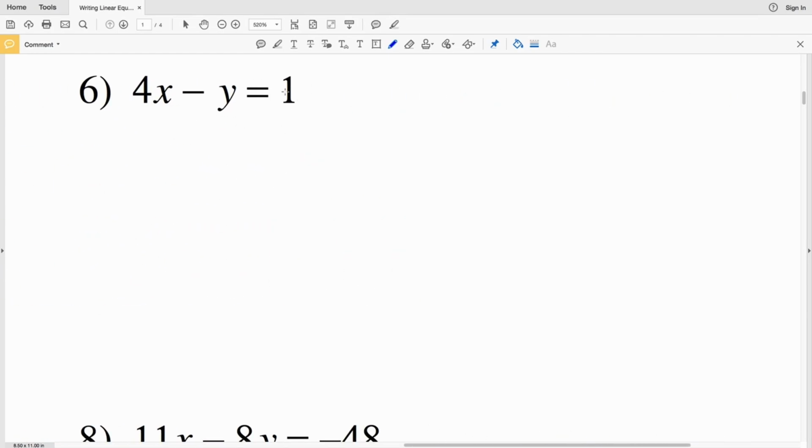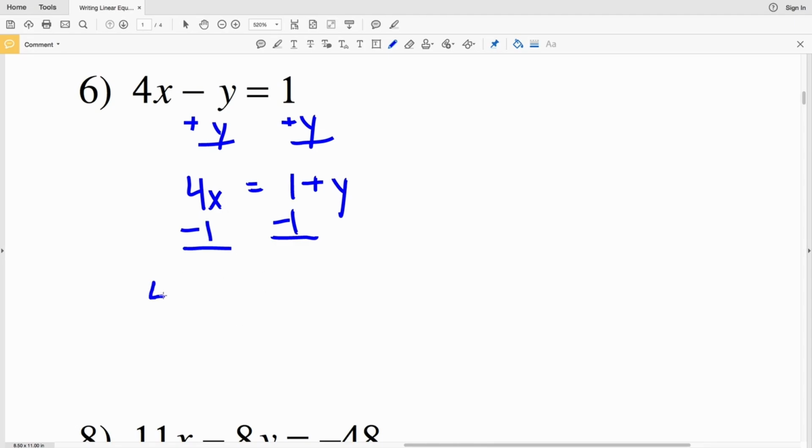In number 6, I'm going to show you another way. You don't necessarily have to start with subtracting the x from both sides. We need to isolate this y, but we can do so by adding y to both sides. When we do that, we'll be left with 4x on the left, and that's going to be equal to 1 plus y. But remember, we're isolating this y, so now we're just going to move the 1 to the other side. So subtract 1 from both sides, and you'll get 4x minus 1, or plus a negative 1, equals y.